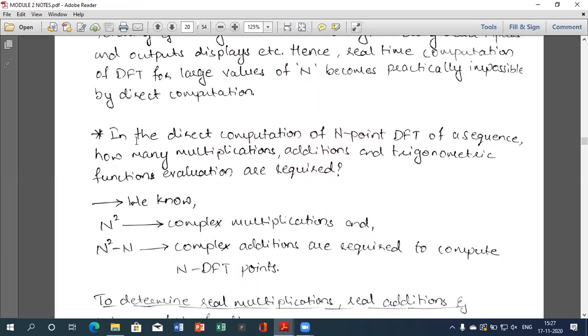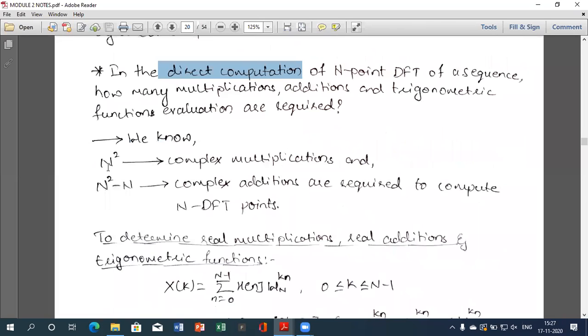So now look at this. In the direct computation of the N-point DFT of a sequence, we will find out how many multiplications, additions, and trigonometric function evaluations are required. For the direct computation of DFT, we know N square is the number of complex multiplications, and N square minus N is the number of complex additions required to compute the N-point DFT.